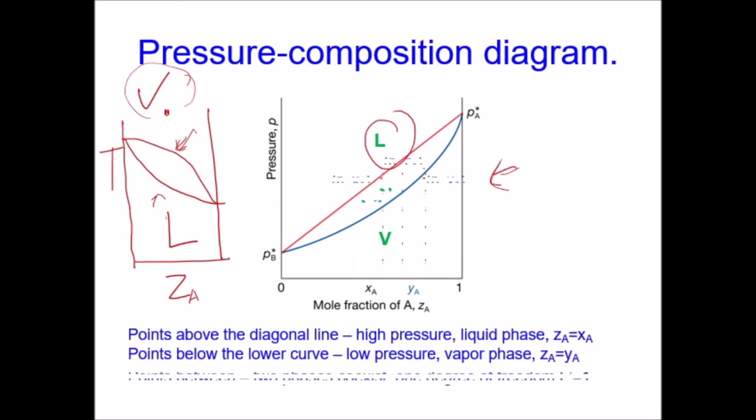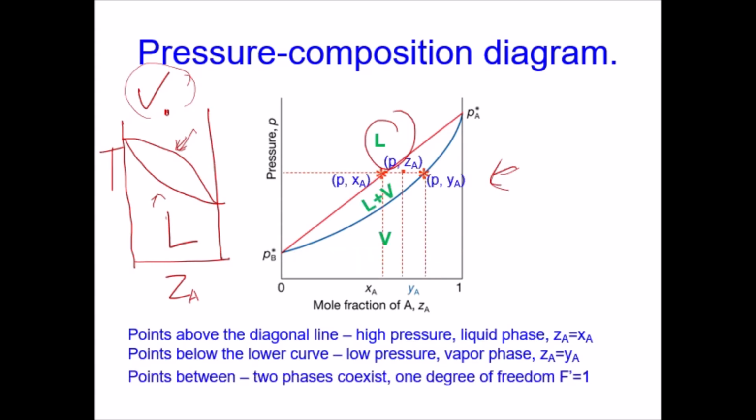In between, you have two phases, just like temperature composition. So two phases, all right? And one is vapor phase, one is liquid phase. They are connected by the tie line. Same thing is here, all right? So any point in between can separate into two phases, liquid and vapor phase.